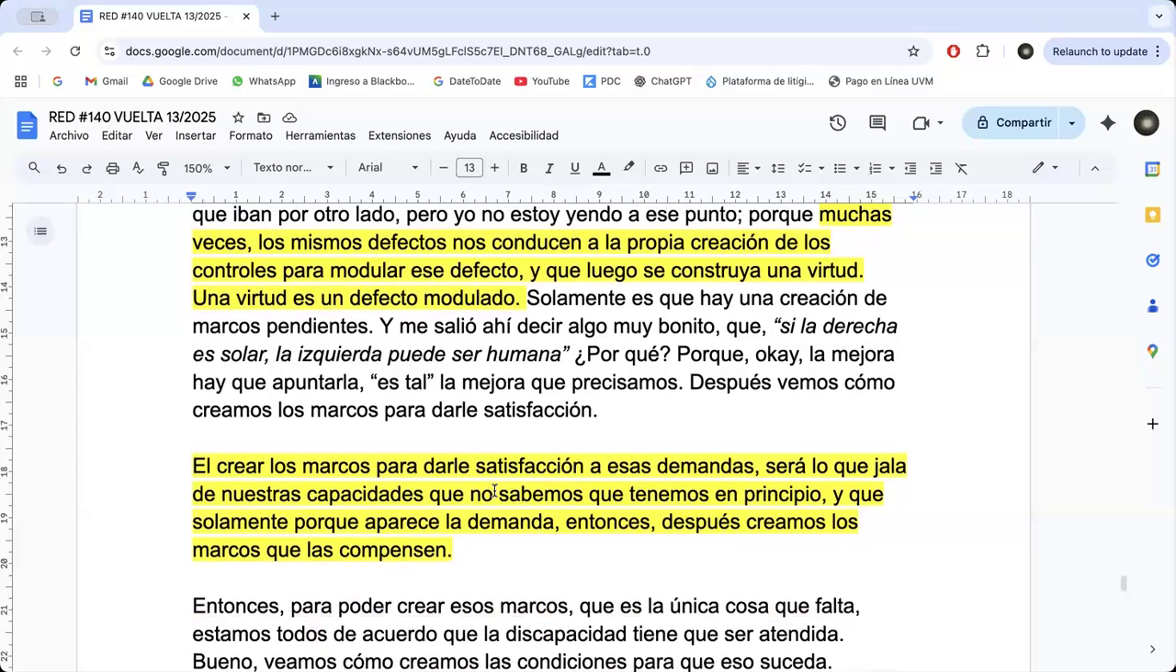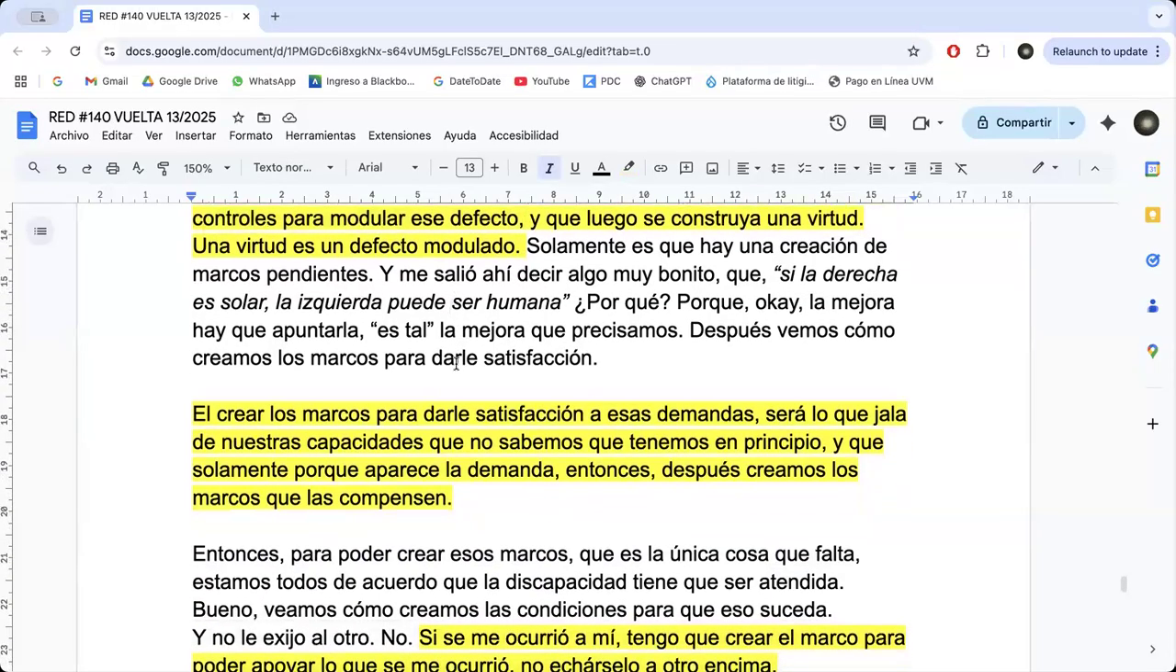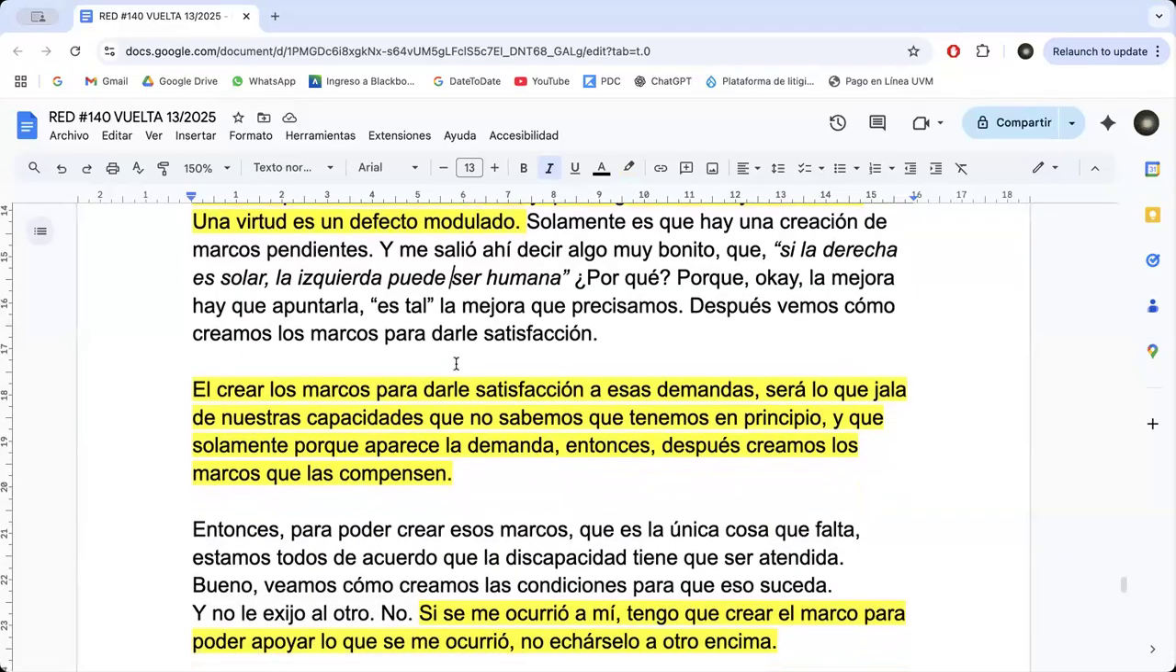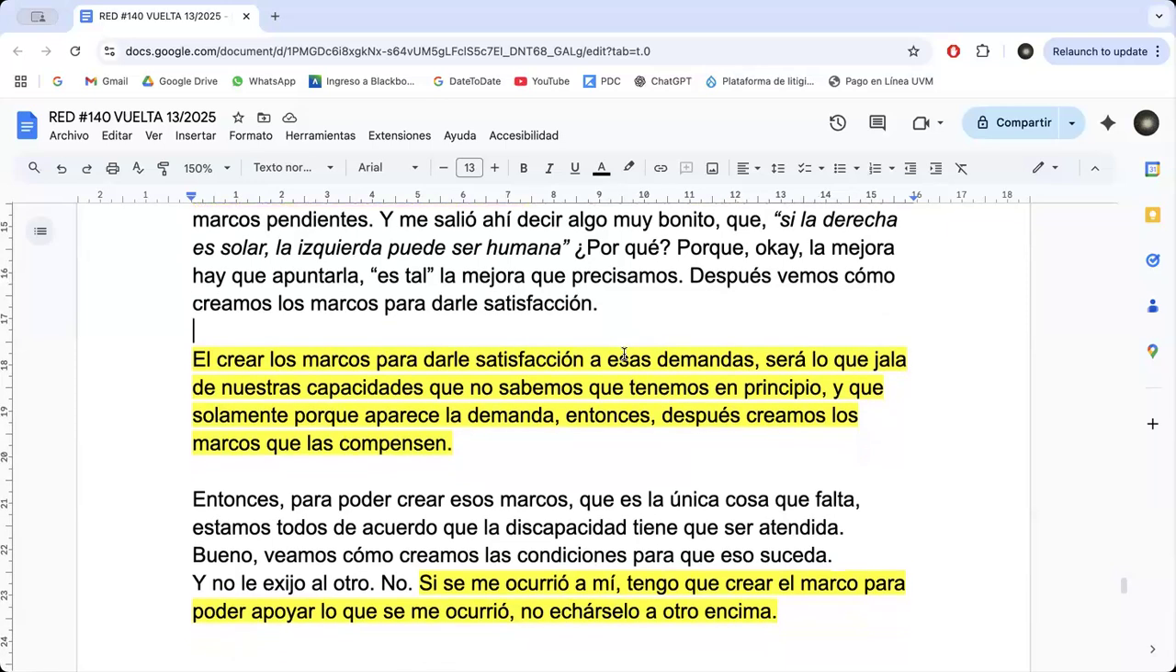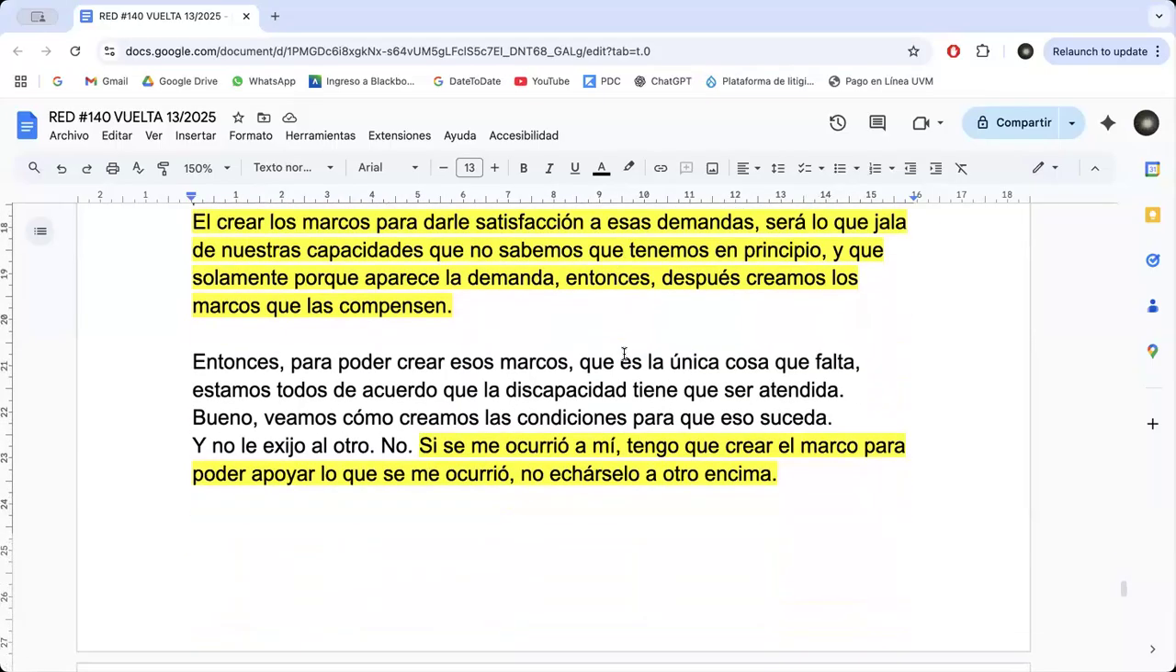Because many times defects take us through the route of the creation of the controls to be able to modulate that defect. Okay, I'm going to say that again. Sometimes defects drive us towards the creation of the controls to be able to modulate those defects. And then later, I am able to construct a virtue. So what is a virtue? It is a modulated defect. The only thing that defects are lacking is the creation of frames, okay? So creating frames to be able to provide satisfaction to these demands.